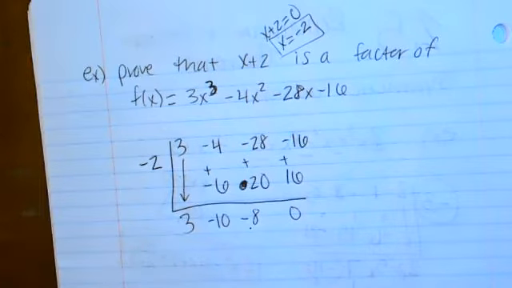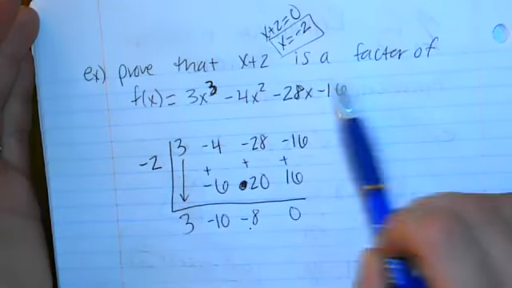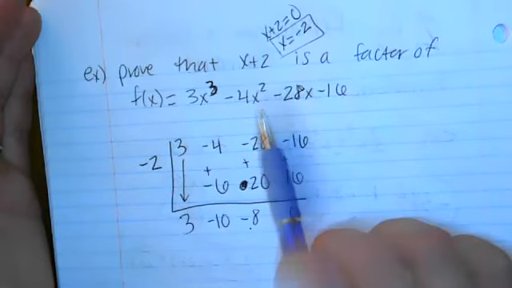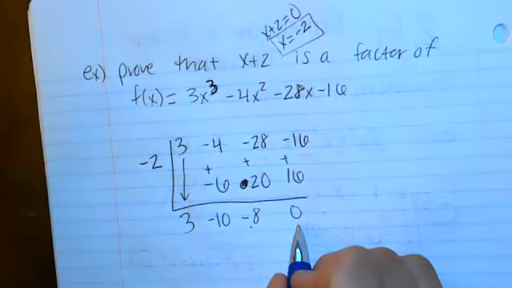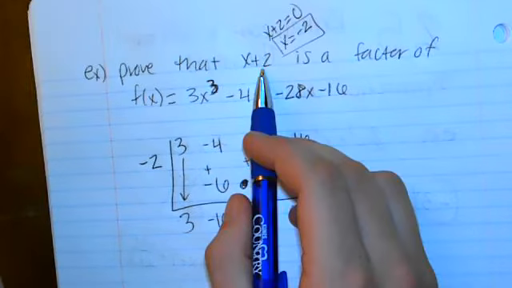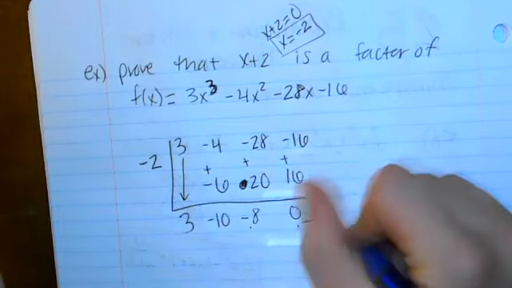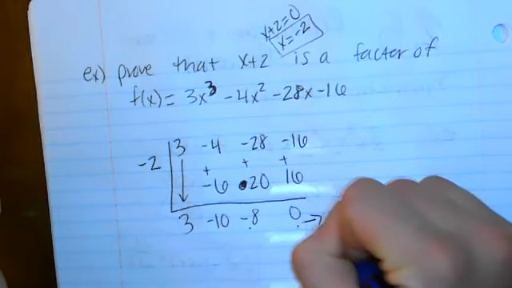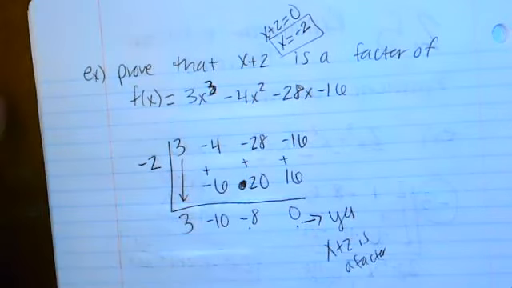So the prompt asked us to prove that x plus 2 was a factor of this function. My remainder is 0. The only way you can prove that this is a factor is by getting a remainder of 0. Since my remainder is 0, I can say yes, x plus 2 is a factor. Even more so, I can continue on with this.